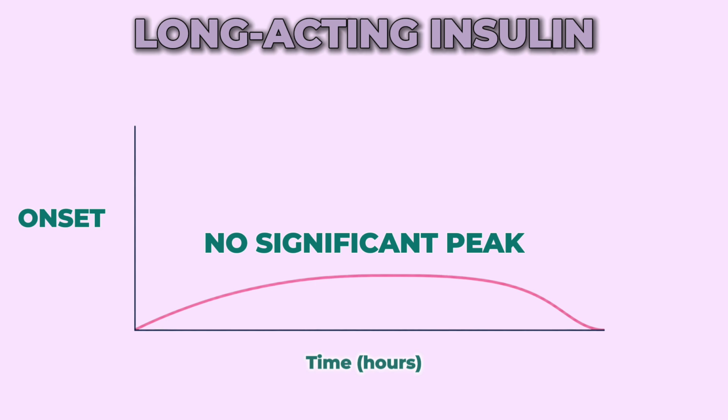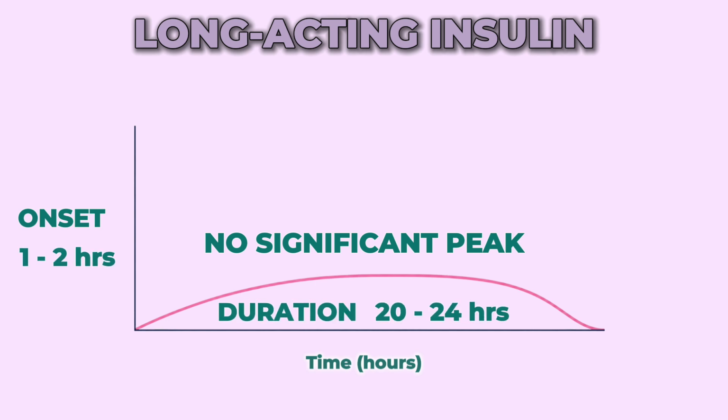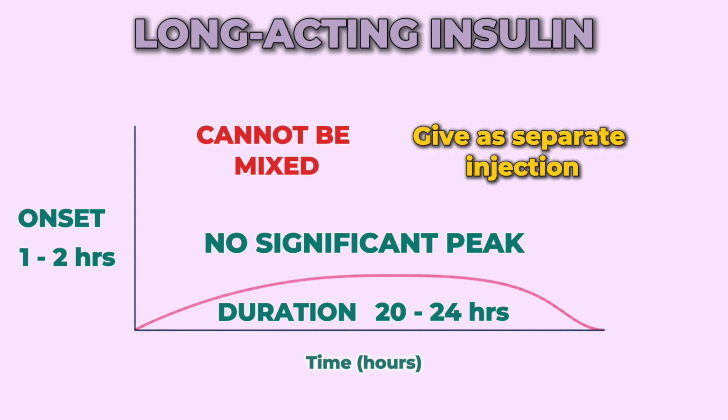The onset and duration values are on your screen. Because long acting insulin has no peak, it carries the lowest risk of hypoglycemia among insulin types. But risk is not zero. Monitor still. Long acting insulin is clear, but it cannot be mixed with other insulins. It must be given in a separate injection.